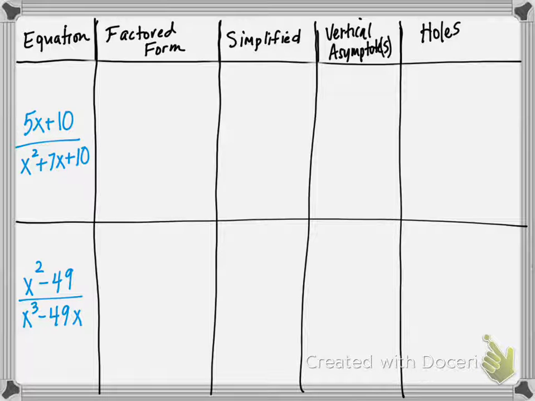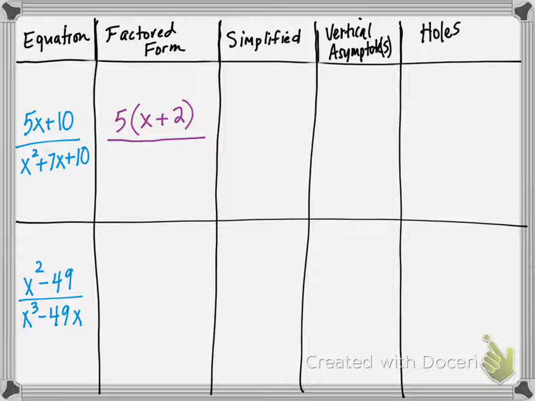We have two rational expressions here, and we're going to be finding the vertical asymptotes and if there's any holes in the graph. So the first thing we need to do is convert the numerator and denominator into factored form. So the numerator of the first rational expression can be factored by GCF, greatest common factor. So they both share a 5, and what's left would be x plus 2.